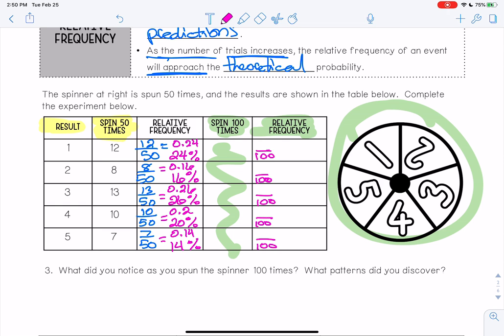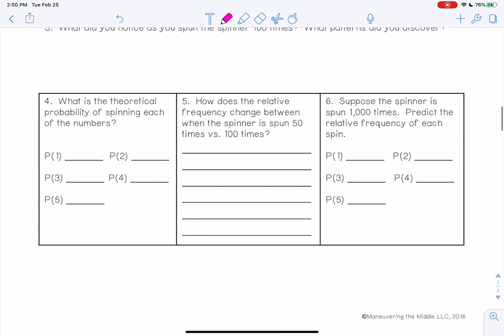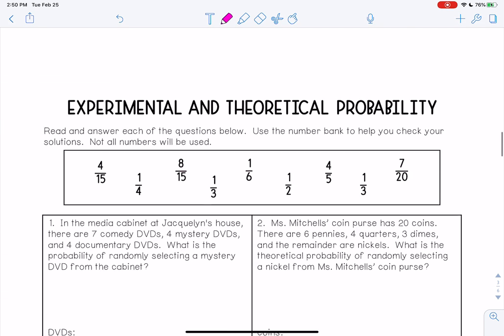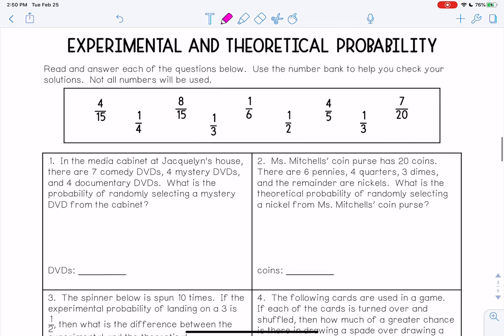Okay. Word of advice, if you want to do this quickly, have one person spin it 100 times while somebody else quickly jots down the results, so that way it can go faster. If you're having to spin yourself and jot it down, it might take a little longer. Okay, and then you're going to go ahead and finish number 3, and then through 6, and then we're on to the next part. So then it says experimental and theoretical probability. Read and answer each of the questions below. Use the number bank to help you check your solutions. Not all numbers will be used.